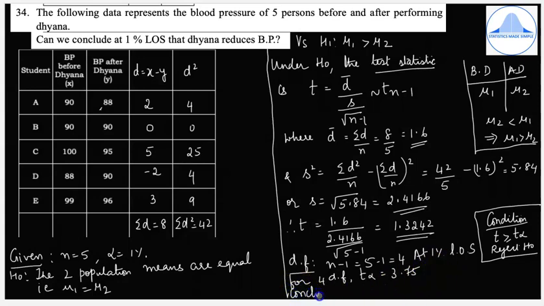The last step is the conclusion. So since T is equal to 1.3242, this is not greater than 3.75. I'll just fit in here. At 1% level of significance for 4 degrees of freedom, we accept H0.